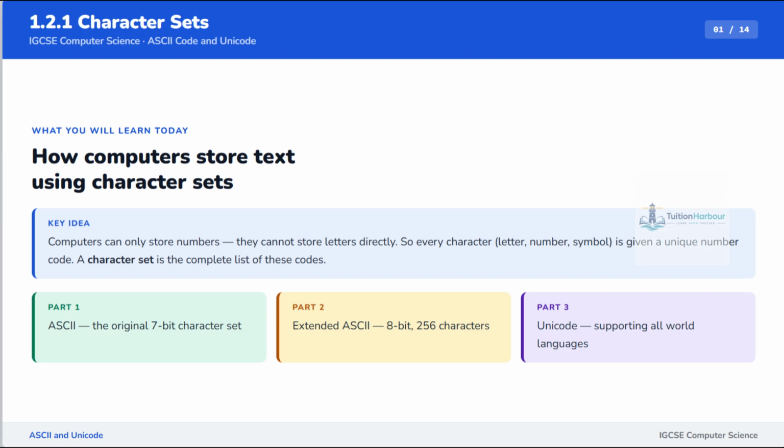Today we are learning about character sets for IGCSE Computer Science, specifically ASCII and Unicode. Computers cannot store letters directly. Instead, every character is given a unique number code. The complete list of these codes is called a character set.